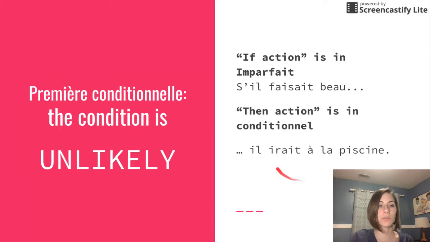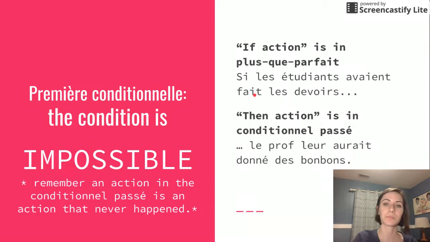The deuxième conditionnel, the condition is unlikely. It's unlikely that it's going to happen. The if action, so if something, s'il faisait beau, if it was nice outside, will be in the imparfait. The then action, the result of it having been nice outside, is in the conditionnel. Il irait à la piscine. S'il faisait beau, il irait à la piscine. If it were nice outside, he would go to the pool. But it's unlikely in this case that it'll be nice outside or that it was nice outside.